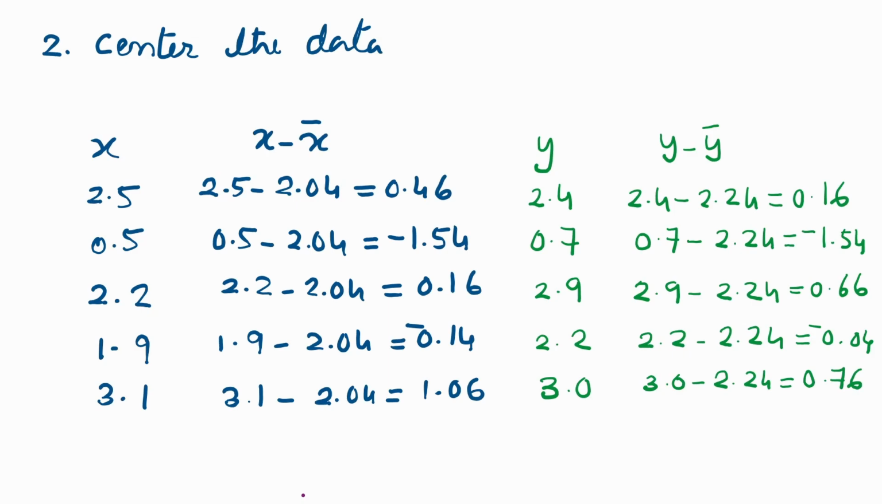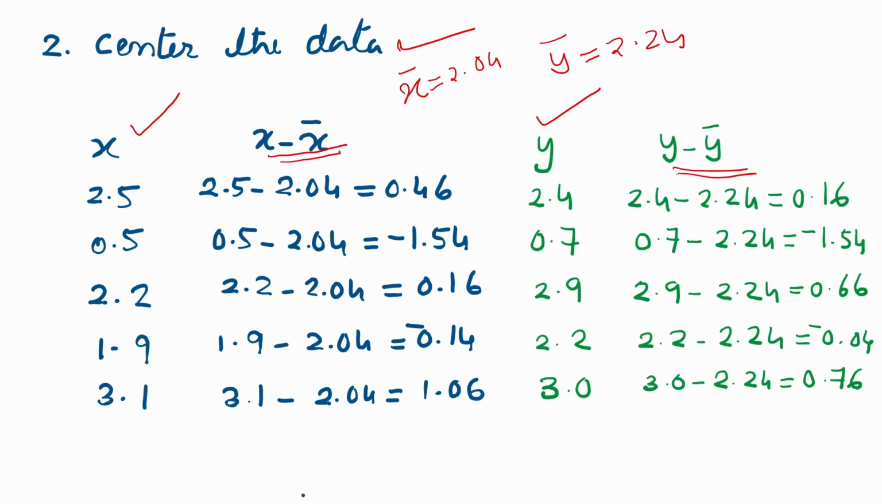The next step is to center the data. How will you center the data? We already have x, our first feature, and y. We have already found x bar as 2.04 and y bar as 2.24. So we have to center the points, meaning x minus x bar and y minus y bar. For the first value we have 2.5, so 2.5 minus x bar, that is 2.04, gives you the first value.